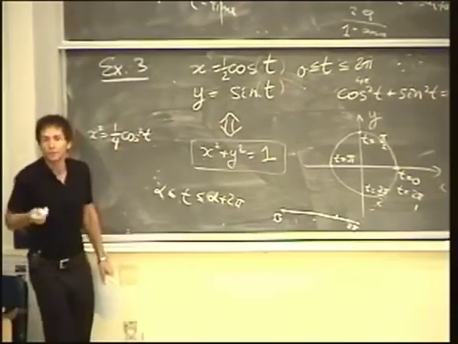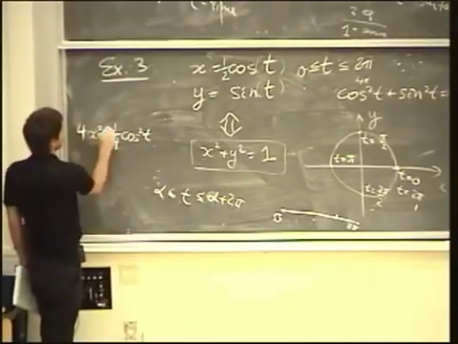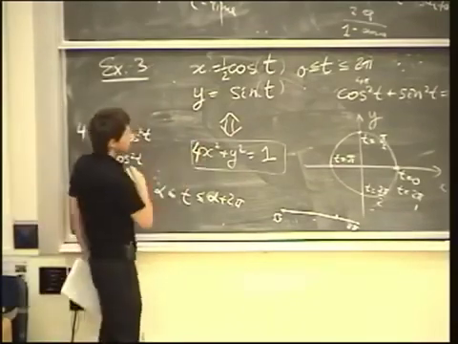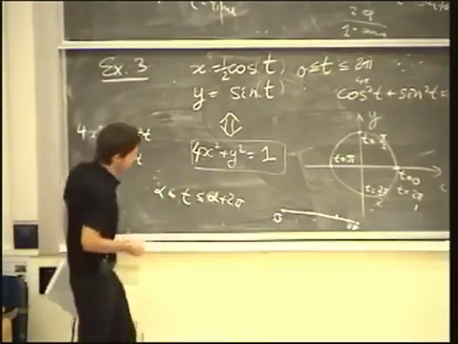But there's a very simple way to compensate for this. Let's take 4x squared. If I take 4x squared, it's going to be 4 times 1 over 4. So that's again cosine squared, and everybody's happy. So that means the equation becomes 4x squared plus y squared equals 1. And what does it represent?